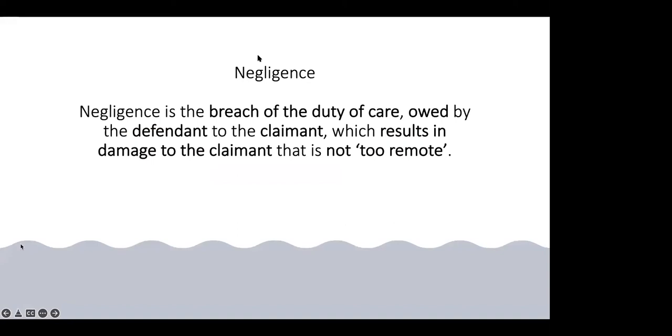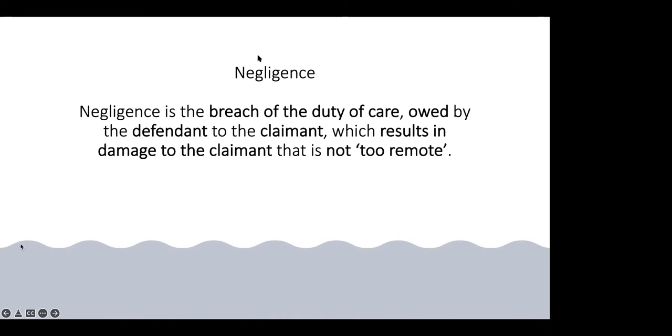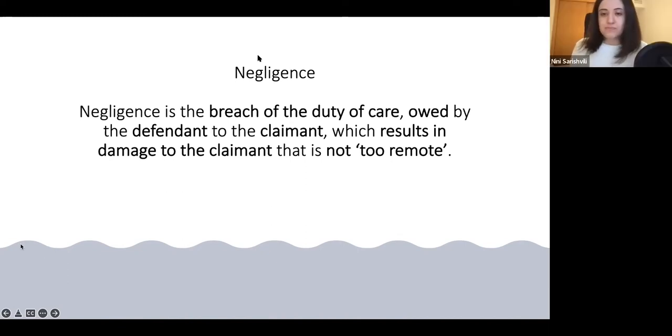Negligence is the breach of duty of care owed by the defendant to the claimant, which results in damages to the claimant that are not too remote. So we have four elements of negligence: duty of care, breach of the duty of care, causation, and remoteness. The most important element that we're going to discuss now is duty of care.